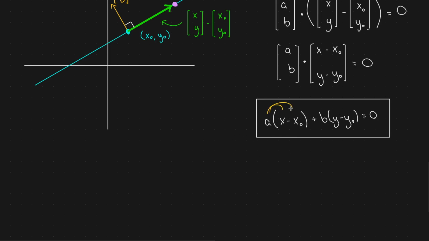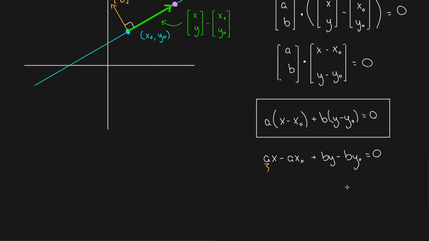Let's go ahead and distribute. If I do that, I get ax minus ax naught plus by minus by naught equals 0. Now we could tidy this up a bit by remembering that the only real variables here are x and y. We are assuming that a and b and x naught and y naught are constants.